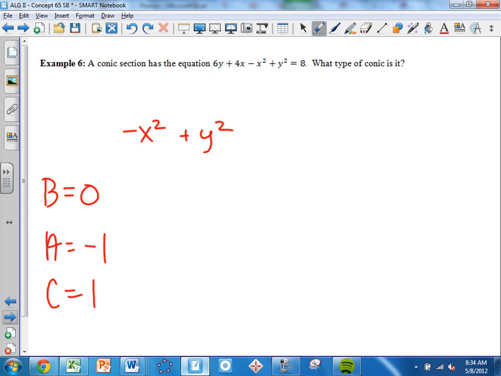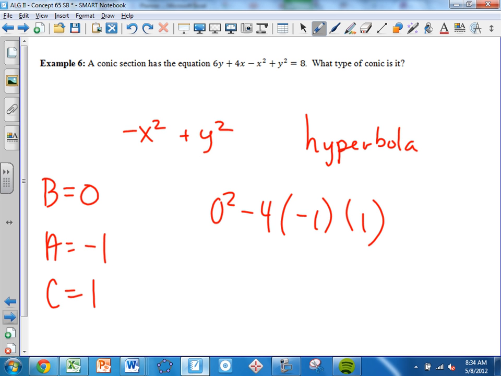What's the discriminant? B squared minus 4ac. So it's just simply 0 squared minus 4ac. Now, what are we going to get here? Positive. Positive. So what kind of a shape do I have? Hyperbola. Okay? Hyperbola.